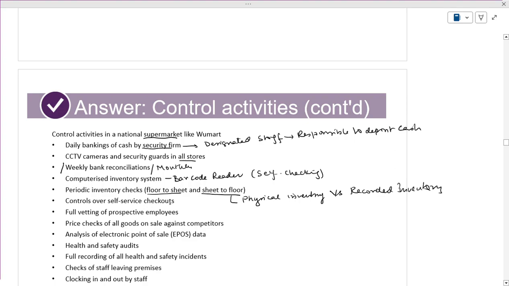Controls over self-service checkout. See the things, nowadays they have started this. Observe this: somewhere you have it in Lulu. First you will swipe. Besides, you will have one tray. Once you have swiped, you have to put it in the tray. If you have swiped 5 items, in the tray there should be 5 items.